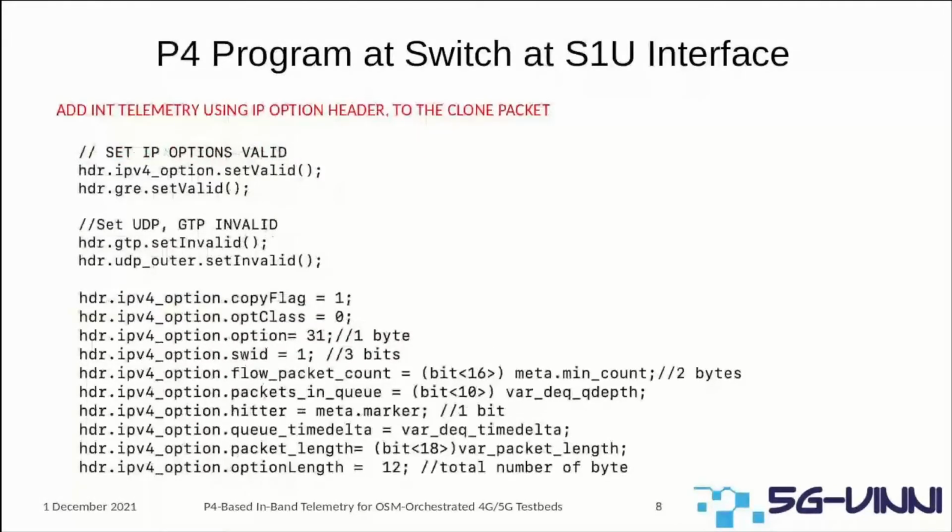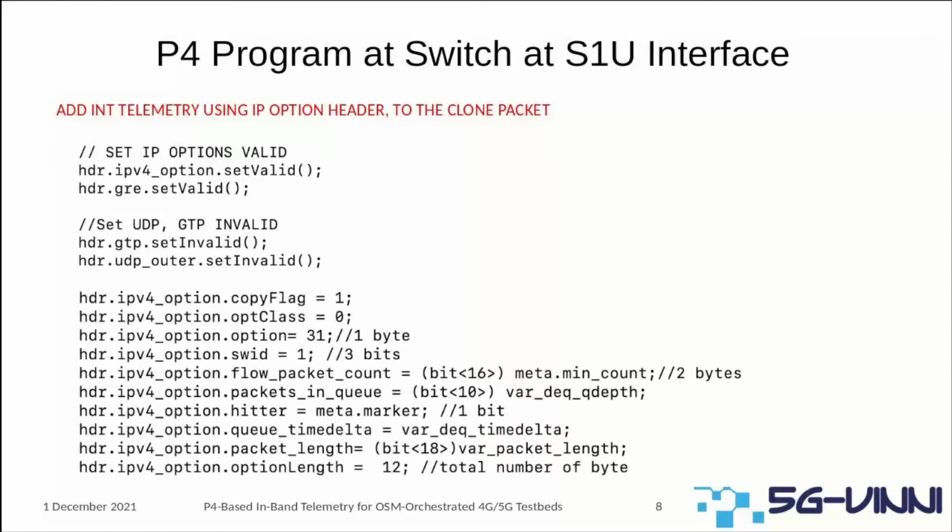So here, once the packet is cloned, we do not need some of the headers that are attached to the original packet. For example, the UDP outer header and the GTP header, we do not need for the cloned packet. Instead, we need the GRE tunnel. We want to put our original packet within the GRE tunnel. And within the original packet, there is an IP protocol again. And with that protocol, we add the IP option header.